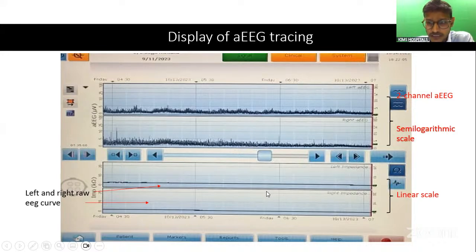The below 2 boxes are the linear scales where you can see the continuous electrical activity, because the amplitude is more than 10 microvolts, you can see it on a linear scale. And in between, there is a small knob which you can drag back and forth to see the tracings of the previous few hours or few days. So basically, this is how an amplitude EEG display looks like.